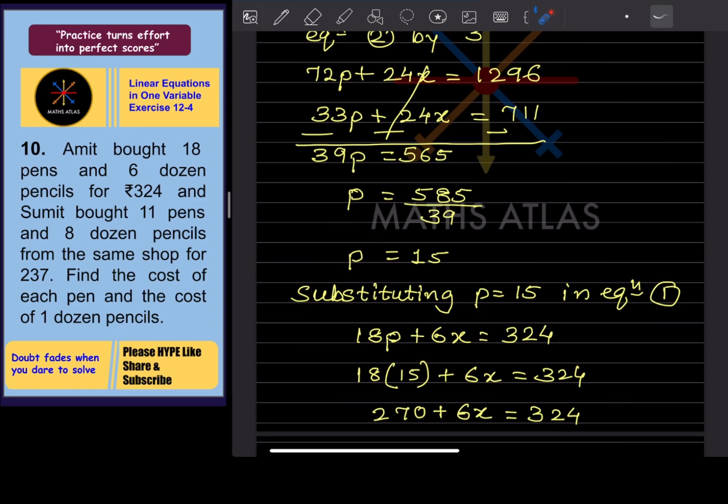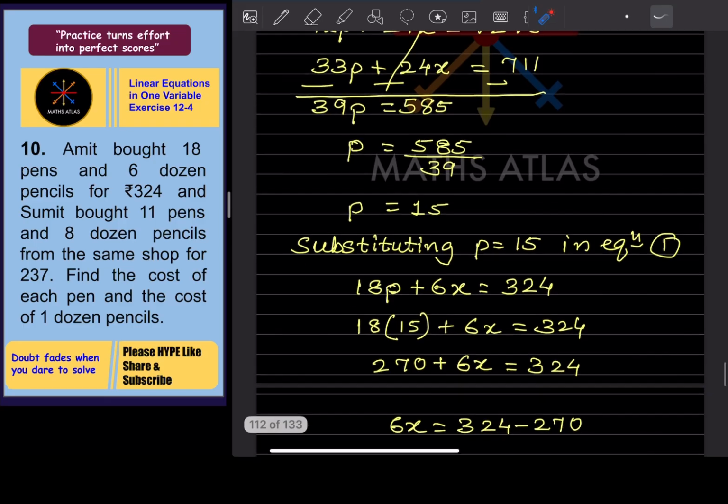Sorry for this one, this is going to be 585, because when you subtract this, that is going to be 585. So P is going to be 585 divided by 39. So this will be P is equal to 15. So substituting P is equal to 15 in equation number 1. So this is the equation number 1. So in place of P, you are going to put 15.